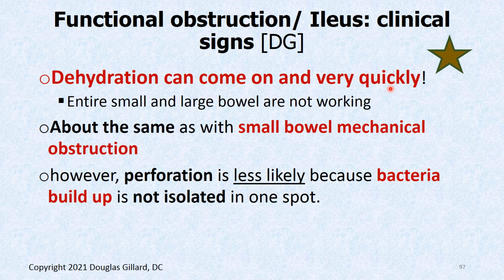All right, what are the clinical signs of ileus or a functional obstruction? Well, dehydration can come on really quick because you're not reabsorbing water anywhere. And then the rest are about the same as a small bowel obstruction. I mean, you're going to be in the ER with this, right? You're going to have acute abdomen with this thing. Perforation is less likely, though, because the bacteria buildup is more spread out. So it's not focal in one spot. So, I mean, by the time you got a perforation, you'd probably be dead of hypovolemia.